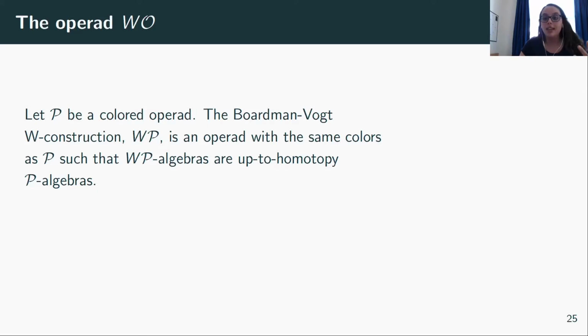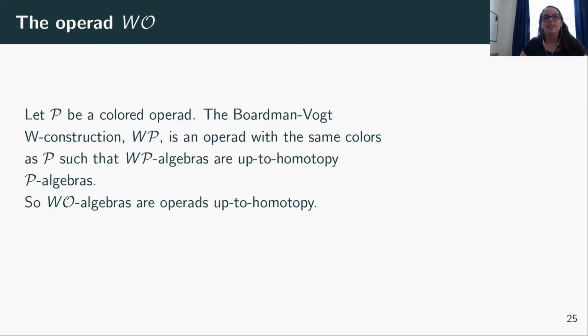I won't have time to go into what the W construction of an operad is, but if you haven't seen it before, the slogan is that if you have an operad P, the Boardman-Vogt W construction, denoted WP, is an operad with the same colors as P, but now the WP-algebras are up to homotopy P-algebras. So if this is the slogan, you can right away think that, well, if O is the operad of operads, then WO-algebras will give me precisely operads up to homotopy.